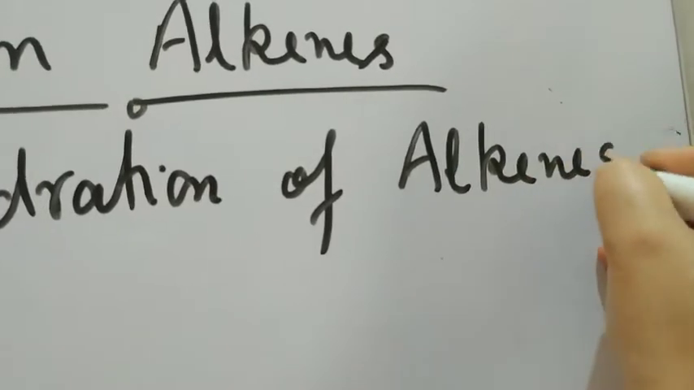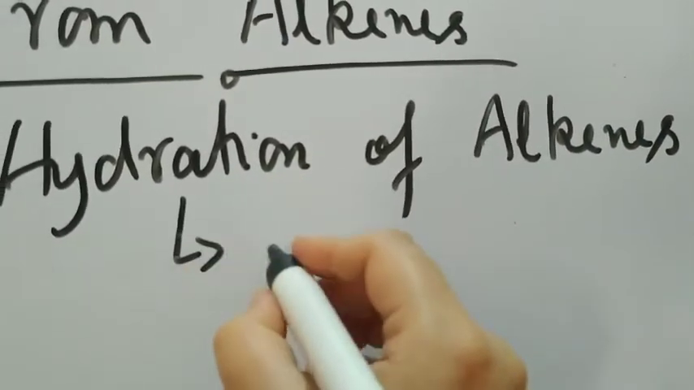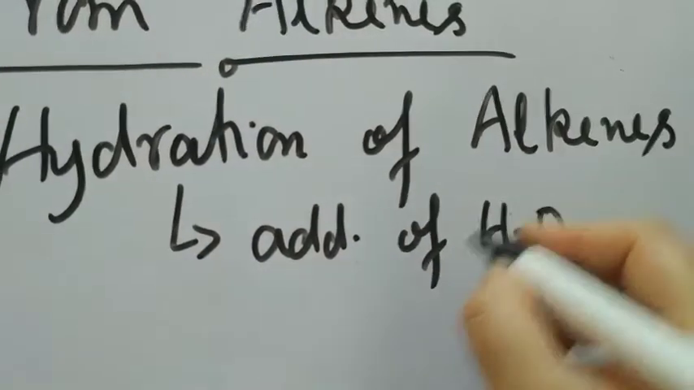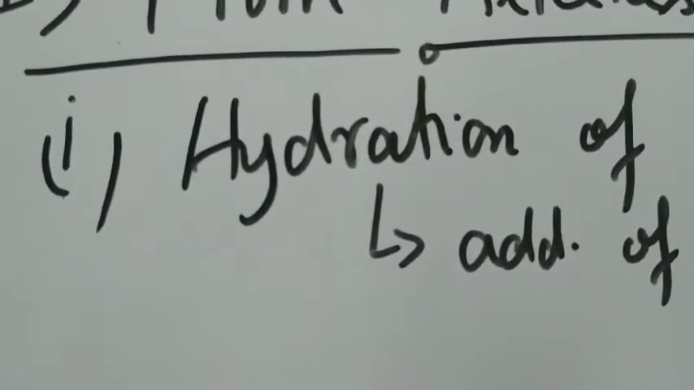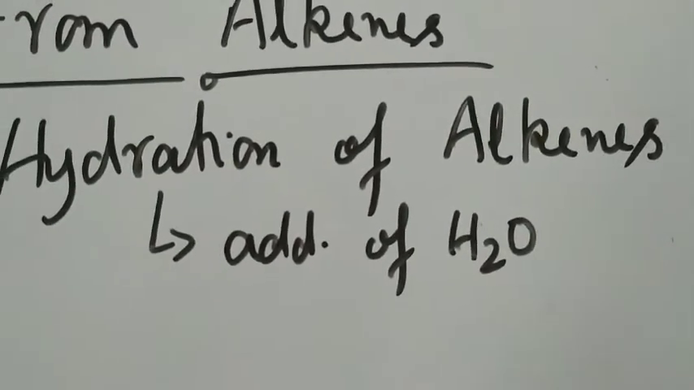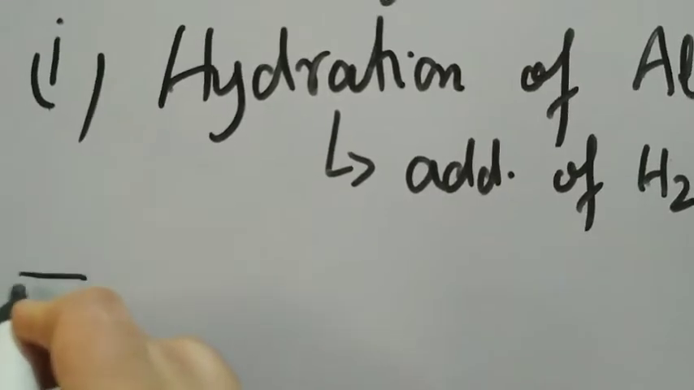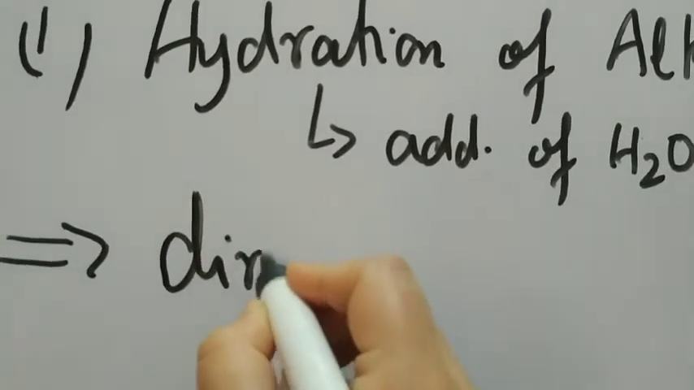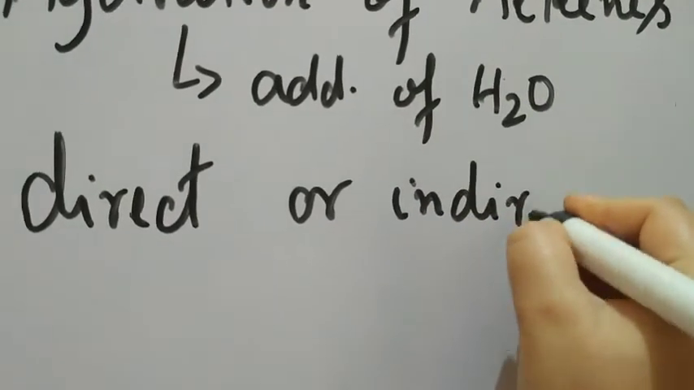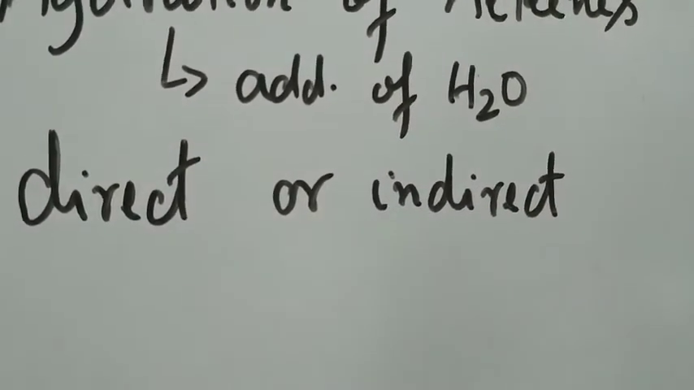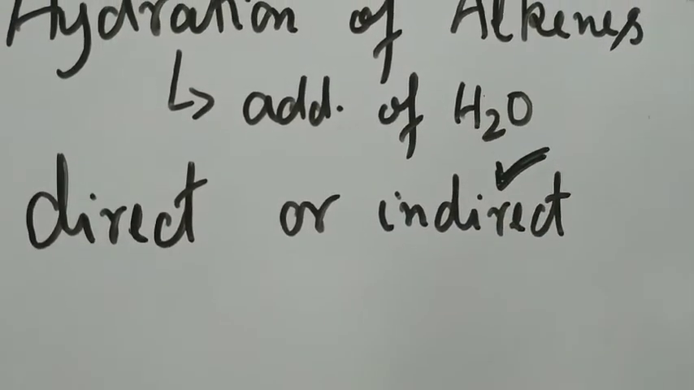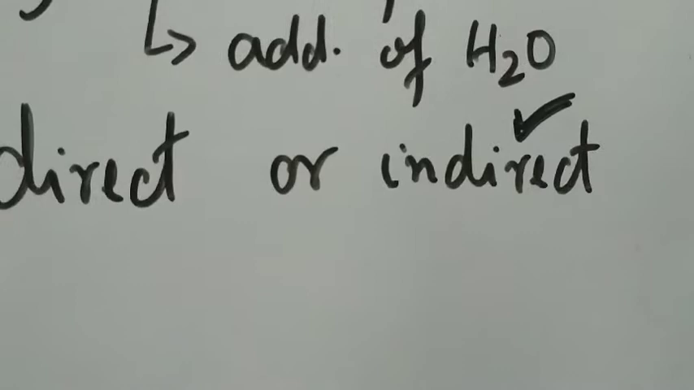If we do hydration of alkenes, what is hydration basically? It is addition of water. Whenever you add water to anything, it's called hydration. So we can prepare alcohols from alkenes by adding water. However, this addition of water can be direct, where you directly use water, or it can be indirect. Right now we'll do an indirect method, hydration of alkenes done indirectly.